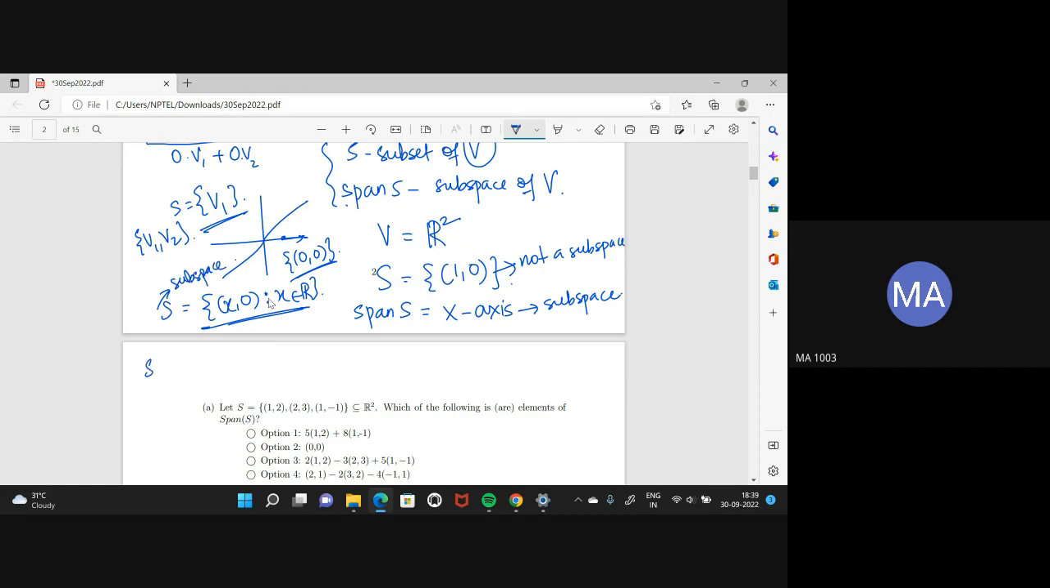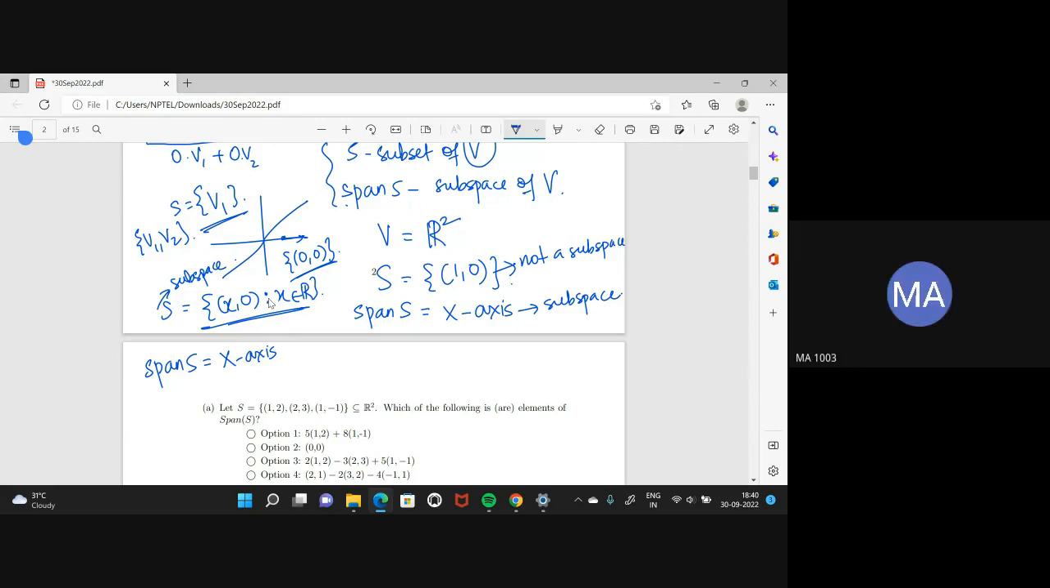What is the span of the x-axis? The span of the x-axis is the x-axis itself, right? Yes. So ma'am, basically span of S is in set builder form notation, and S is in roster form, the elements of span S.